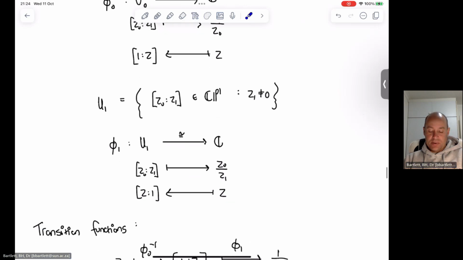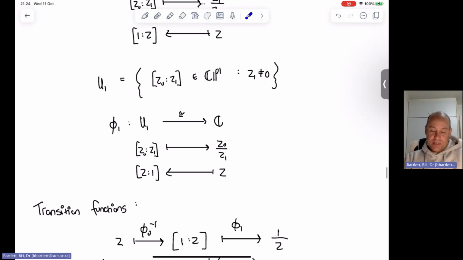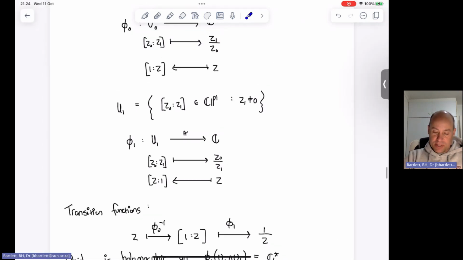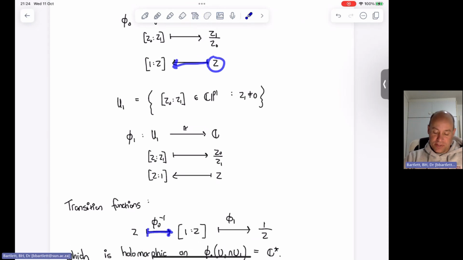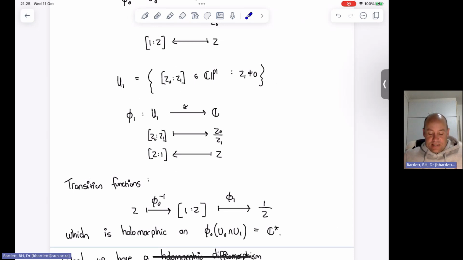All right, so let's calculate those transition functions. If I were to start with a point over here, and then I'd map it using the inverse of the first chart, that point will go to 1:Z. And what does the second chart do? The second chart takes a point and sends it to a complex number, which is the first coordinate divided by the second coordinate. So I take this divided by that, so I get 1 over Z. So the map sends Z to 1 over Z, which is indeed a holomorphic map. So this is a holomorphic atlas.